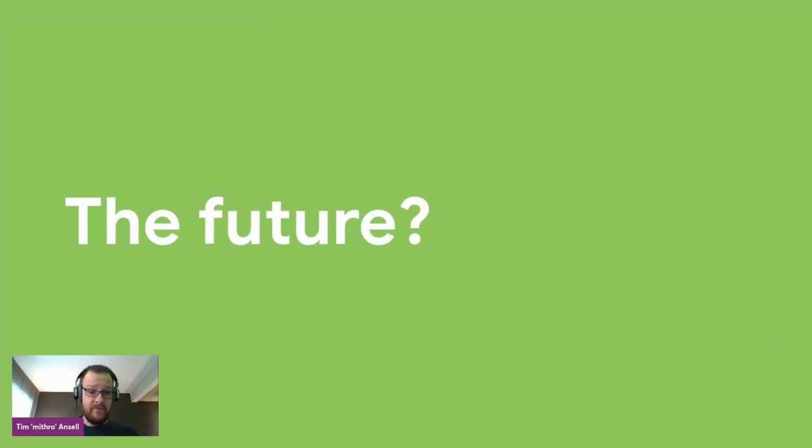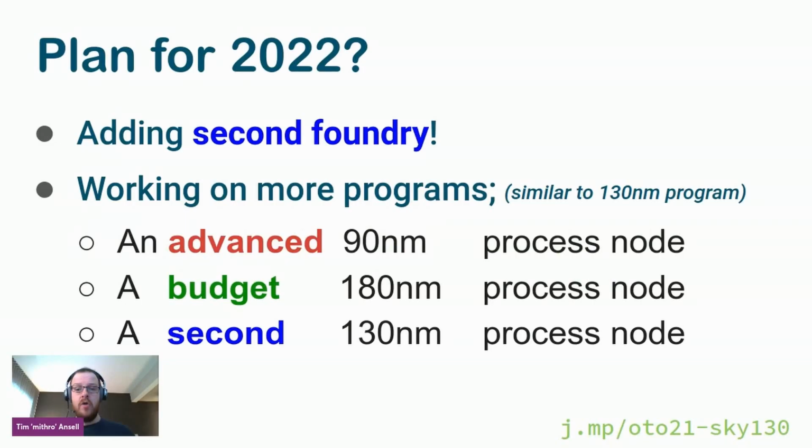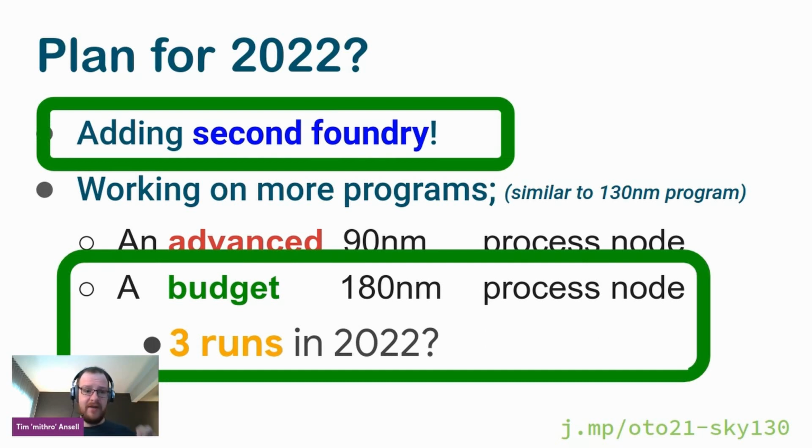So what are the plans for the future here? I think we've been quite successful. We're looking to add a second foundry and expand more programs that have a similar style, no-cost MPW program. And the one that's most likely to happen next year is a second foundry with a budget 180 nanometer process.